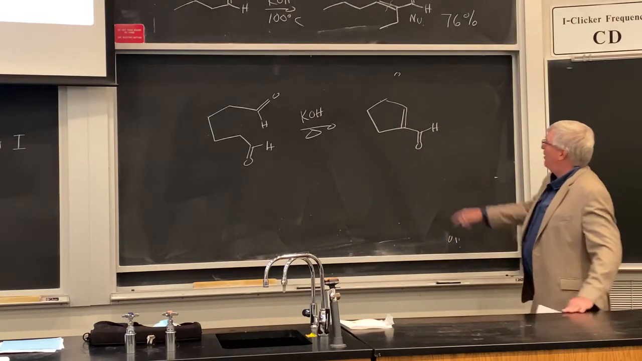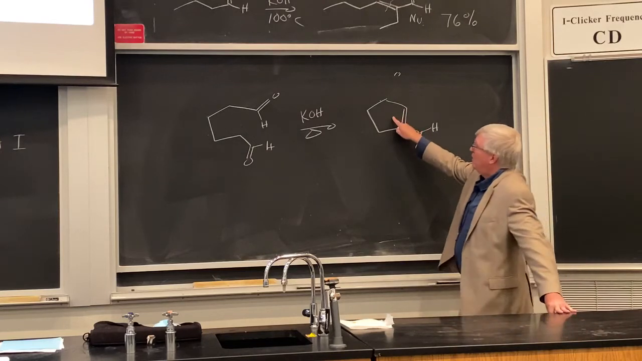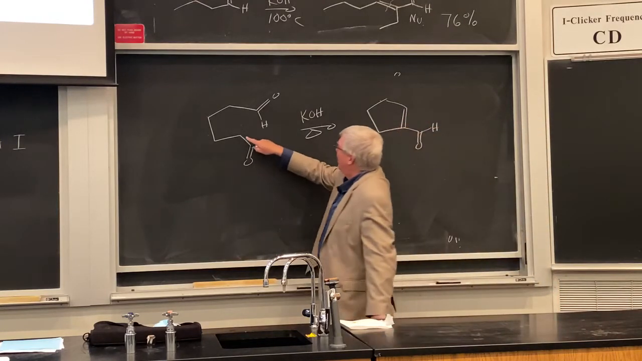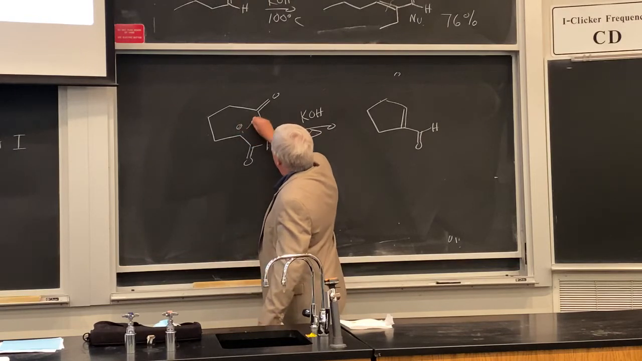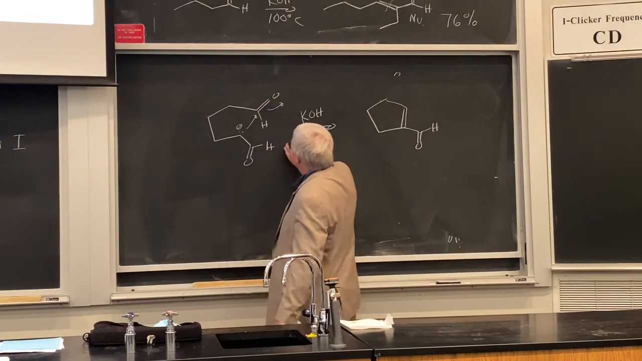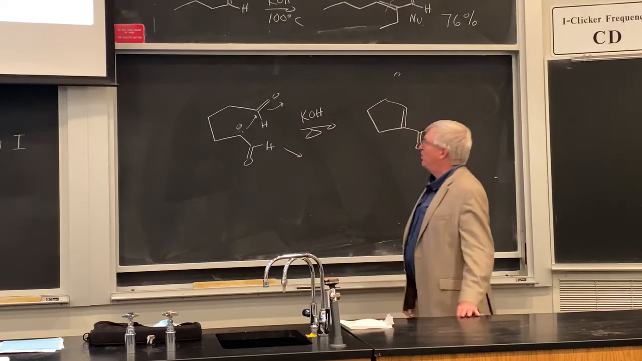And we've got, what, 6 carbons here. Here we're forming a 5-membered ring. So what are we going to do here? Well, we can form this enolate and then condense right there. And then I think you can figure out the rest of the mechanism there.